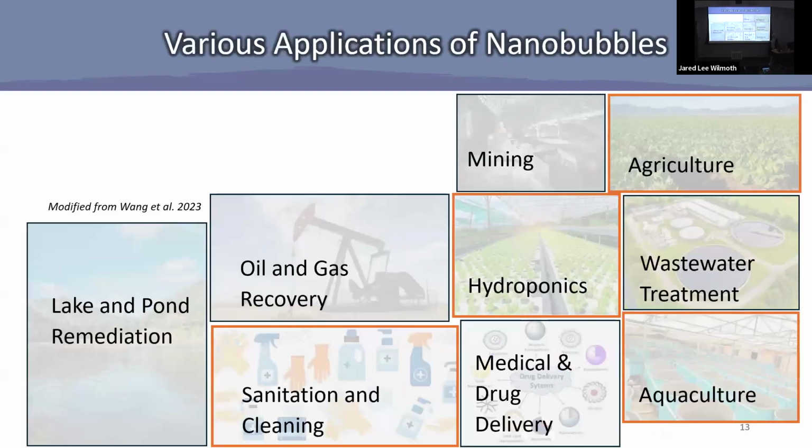Because of all these different properties, they have a wide range of applications, from agriculture to hydroponics to aquaculture and even sanitation and cleaning. But if you notice, one thing that's missing would be aquaponics. This was from a review paper. They went over a lot of different applications, but they did not specifically mention aquaponics as a potential field for application.